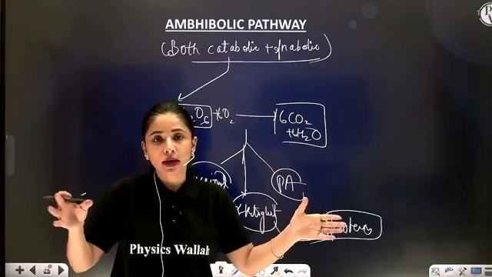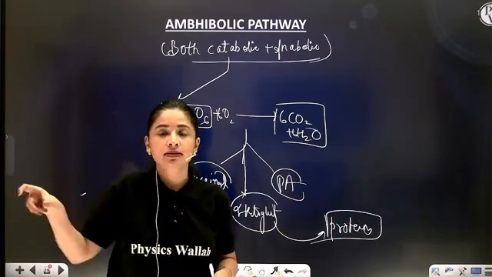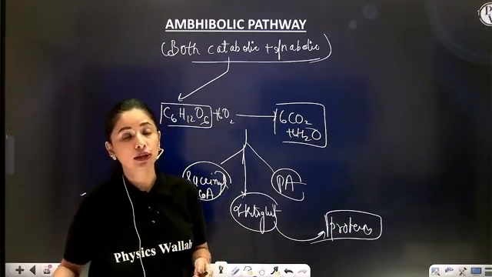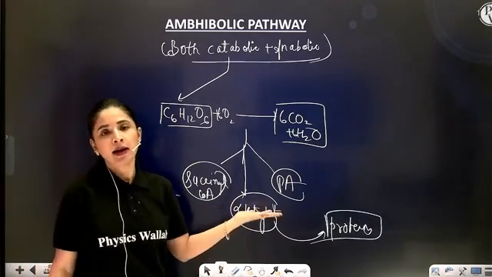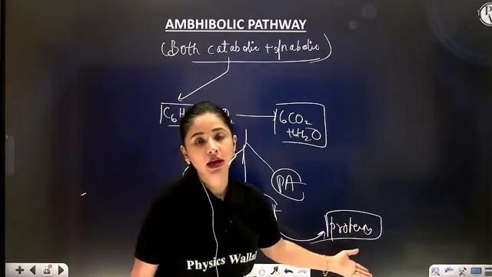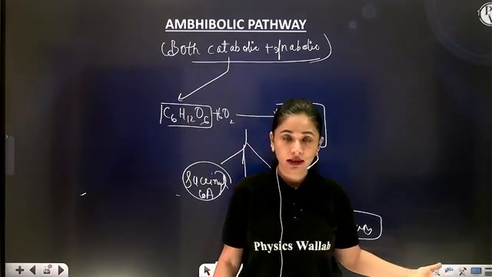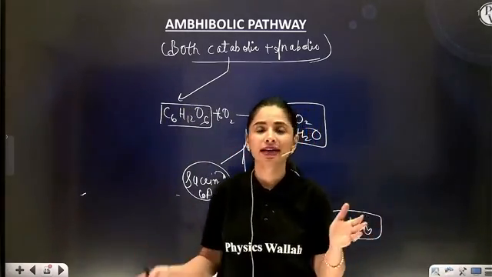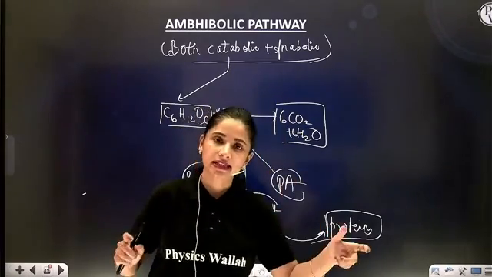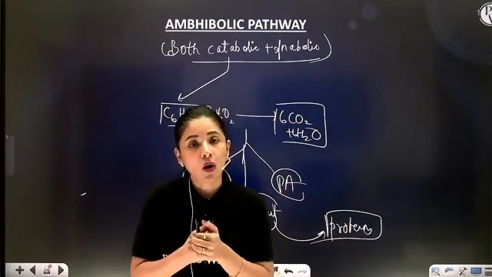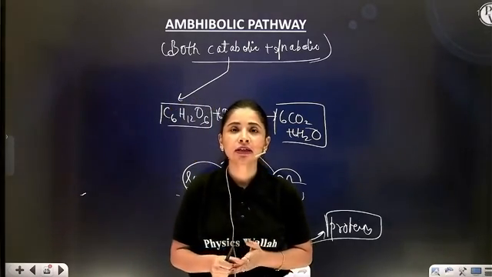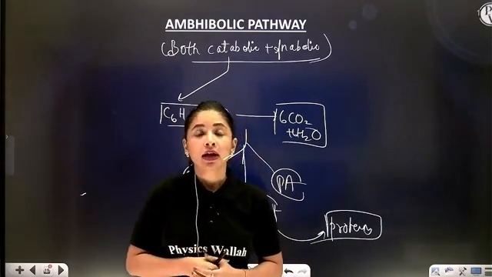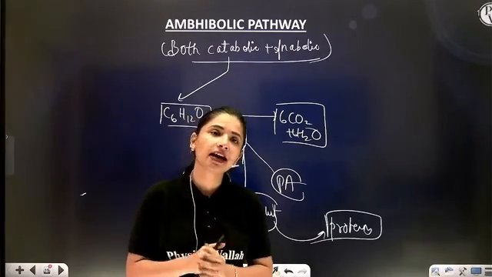Overall it is catabolic, but in between some anabolic reactions can also take place, like for example one of the intermediate alpha keto producing proteins like glutamate. Correct? So that is why respiration is both catabolic and anabolic, called as amphibolic. I hope I am clear. More examples are there that you can learn it from your NCERT.